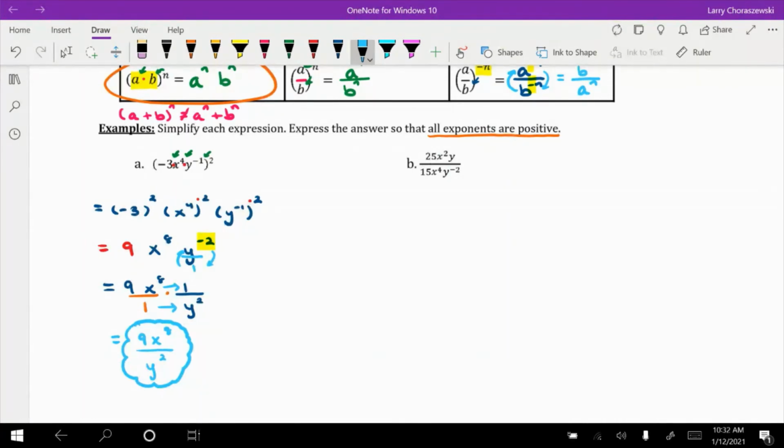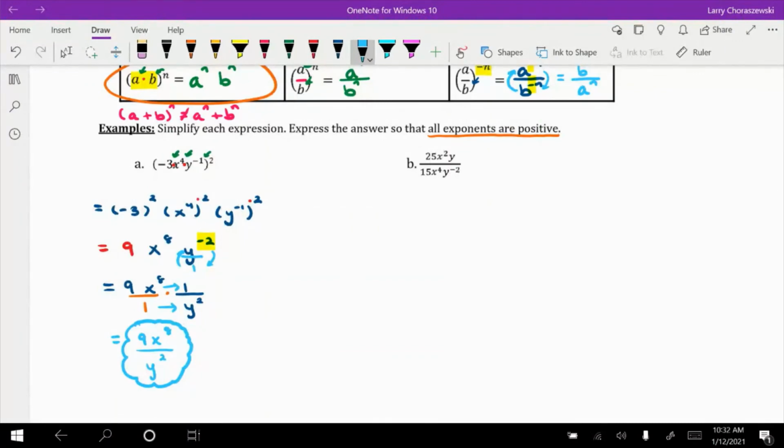All right, last one for us today. Going to be part B. We got 25x squared y all over 15x to the 4th y to the negative 2. So I included this example just to show you something that might be new.